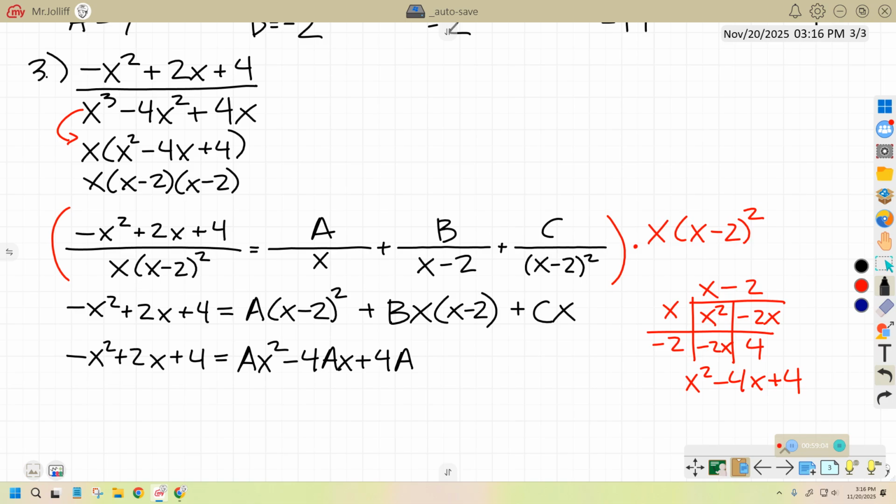For the second, I'm going to distribute Bx through the parentheses. So Bx times x is Bx squared. Bx times negative 2 is negative 2Bx. And then just plus Cx. Happy face. Happy face.